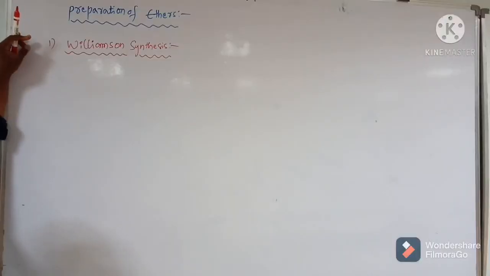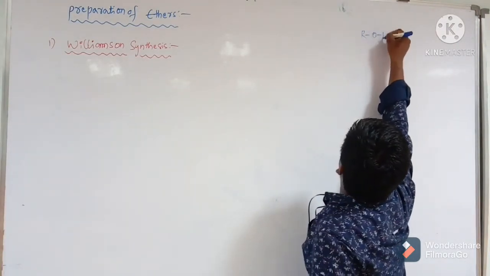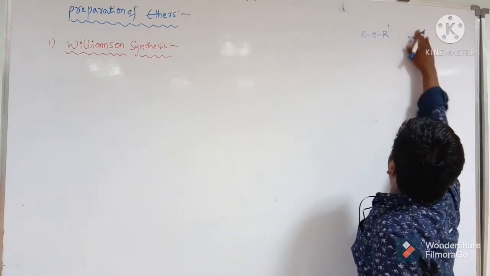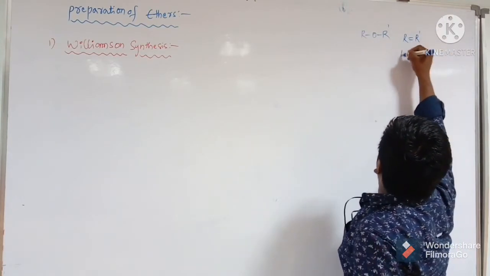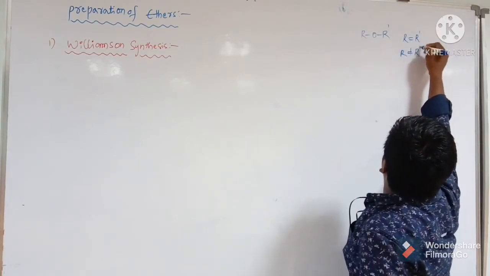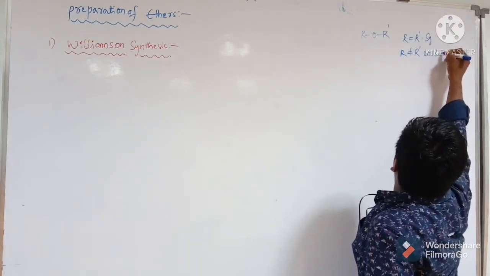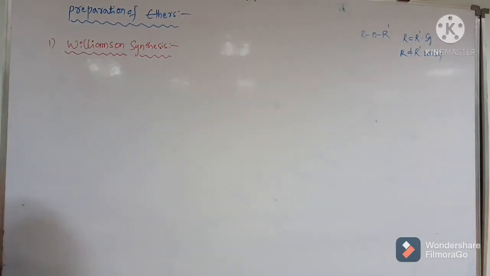Symmetrical and unsymmetrical ethers are prepared by using Williamson synthesis. Symmetrical and unsymmetrical means, for example, R O R', where R equal to R' is symmetrical, and R not equal to R' is unsymmetrical. Symmetrical and unsymmetrical ethers are prepared by using Williamson synthesis. It is one of the laboratory methods.